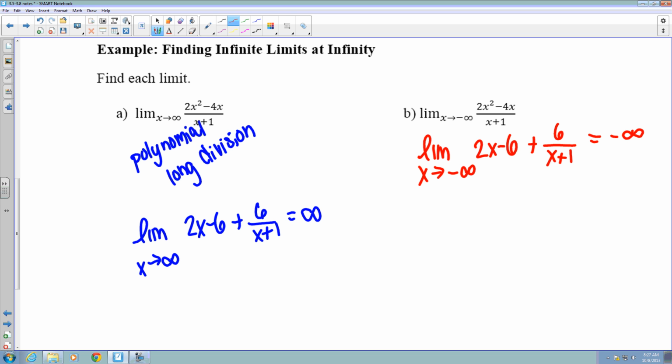All right, now that's section 3.5 on infinite limits, horizontal asymptotes.